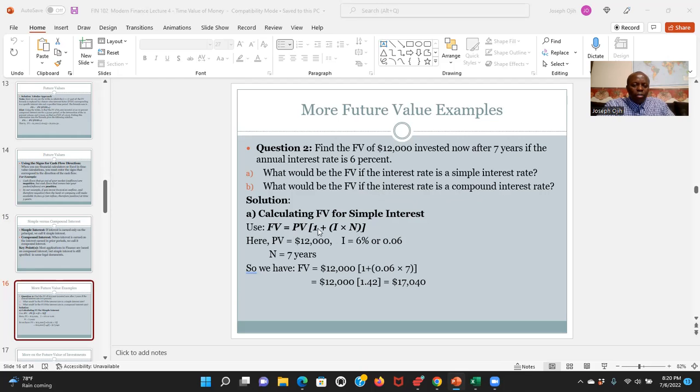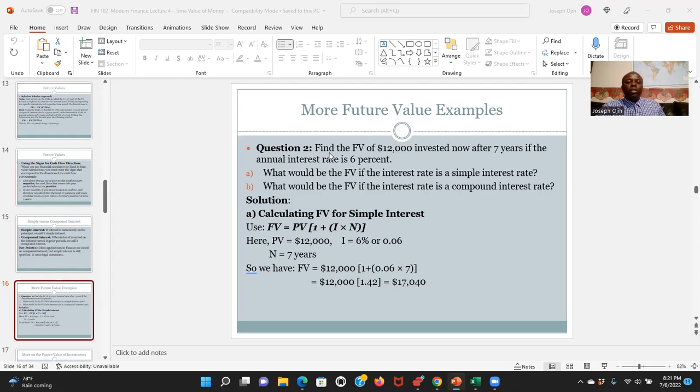So for the future value calculations using the interest rate, we have the formula as future value equals the present value, which is the 12,000, times 1 plus interest times number of years. So this one is part of the formula. So I'm going to write this down so that we can put it in.